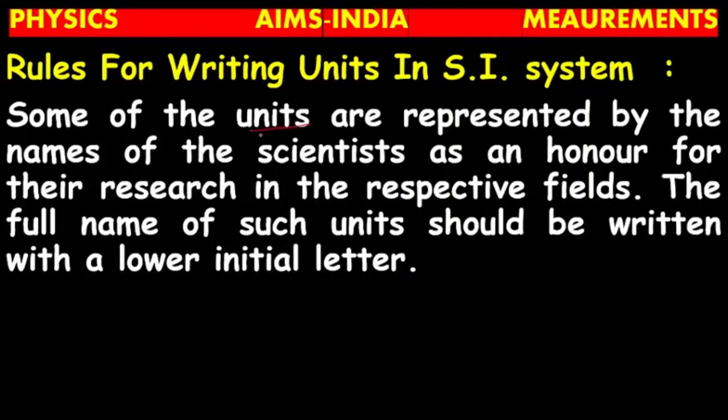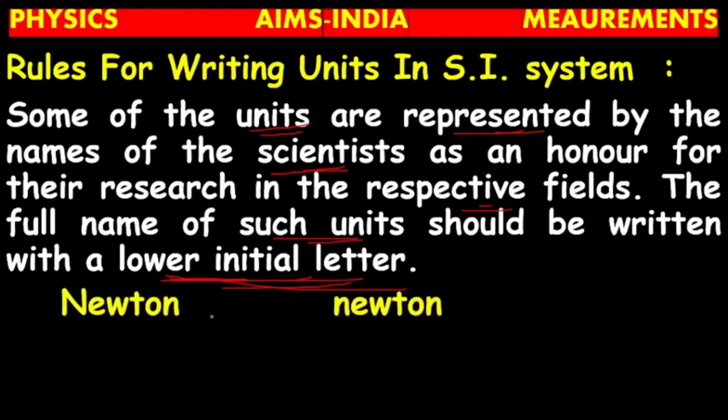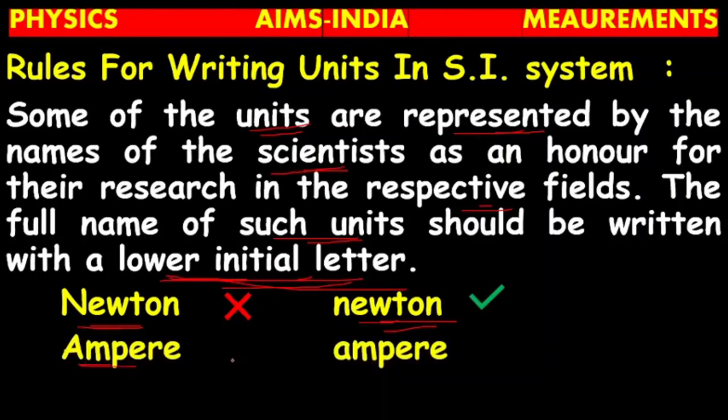Some of the units are represented by the names of scientists as an honor for their research in the respective fields. If we are mentioning the unit with its full name, then it should be written with a lower initial letter. So if we write Newton starting with capital N, this is wrong. We have to write it as newton starting with small n. Next, ampere starting with capital A is wrong. We have to write it with small a.